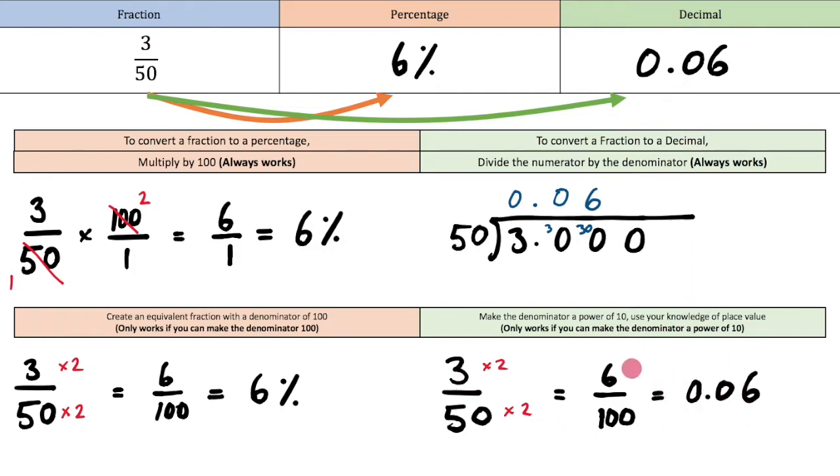So this right here is to be preferred. But remember, you're not always going to be able to do it, because you need to make your denominator a power of 10, and that's not always possible. But in this case, it is, and it's far easier than doing this. So hopefully that example has made sense to you.